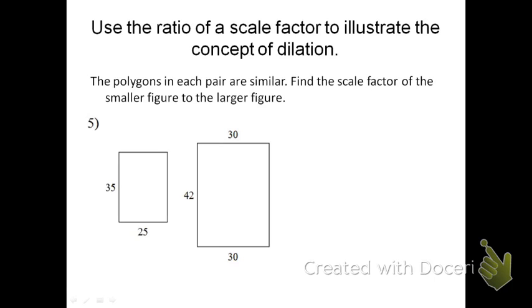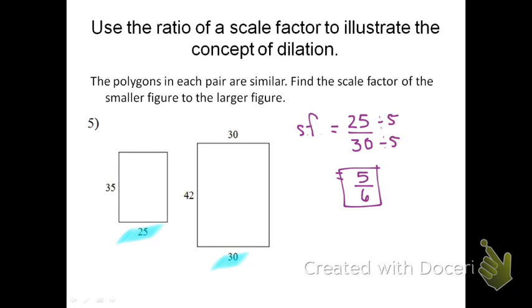Okay. Number 5, same approach. These are already similar. We just need to find the scale factor. So if we compare, it doesn't matter. You could look at 35 and 42, or we could look at 25 and 30. Let's go with those. So checking out the bottom, setting it up, the scale factor is 25 on top over 30 on the bottom. Both of these end in 0 or 5, so they're both divisible by 5. Now when we simplify, the scale factor comes out to be 5 over 6. That's the ratio between these two figures.